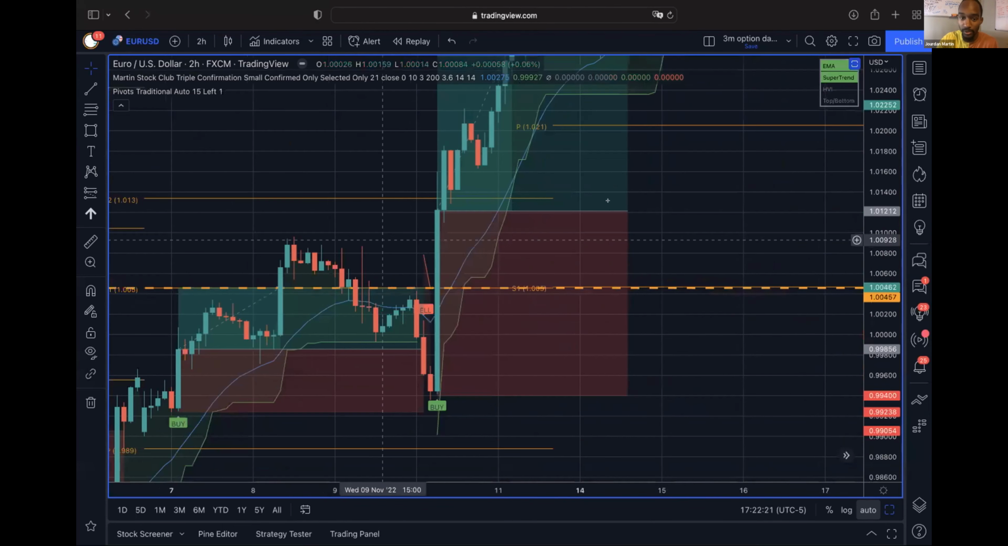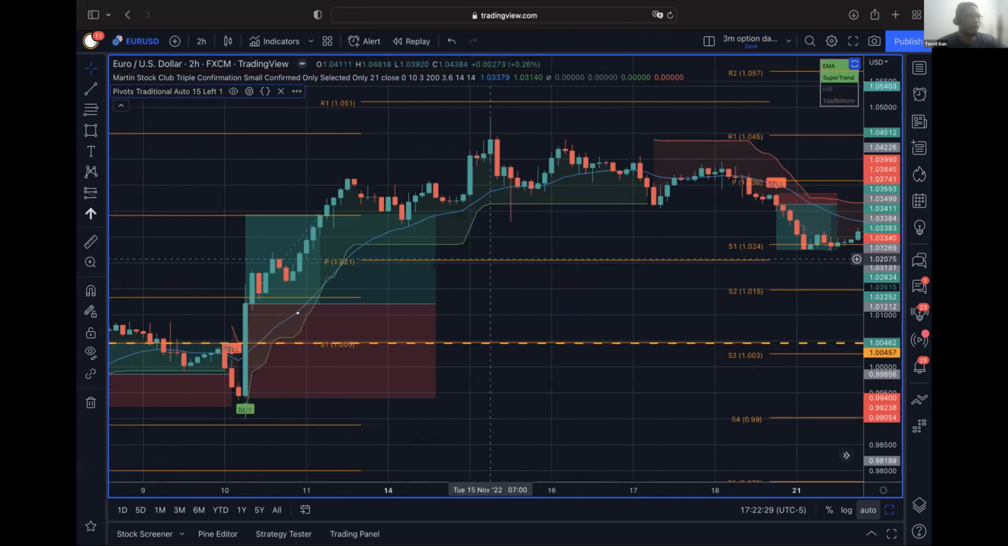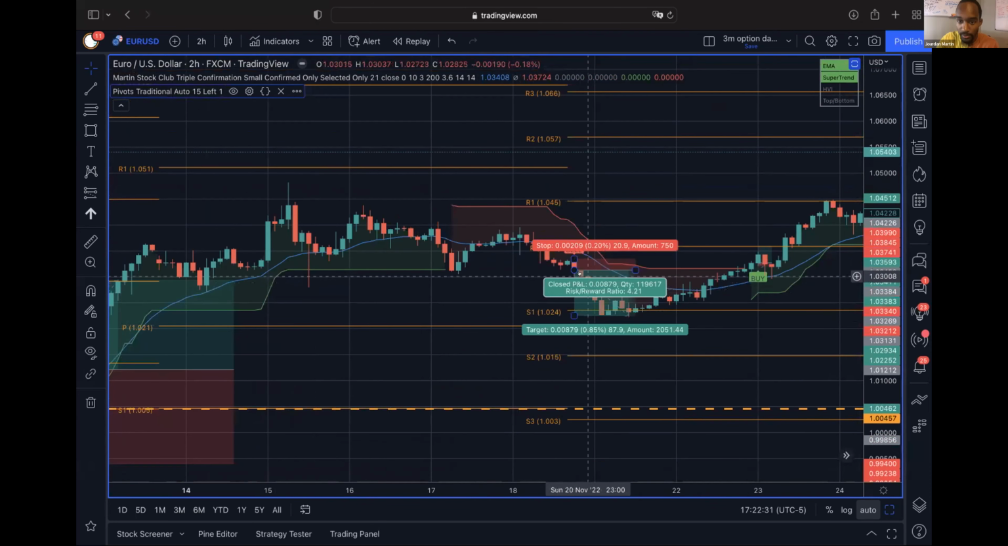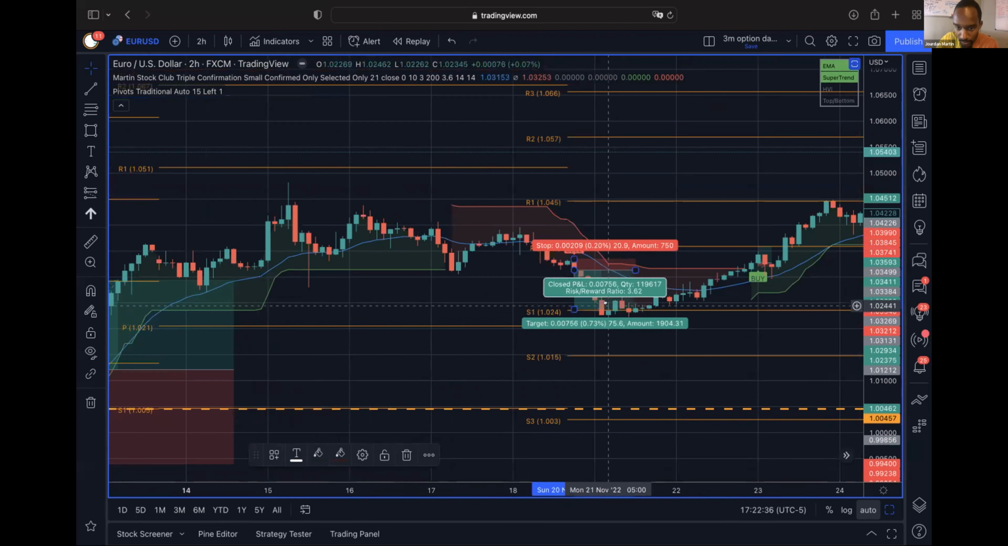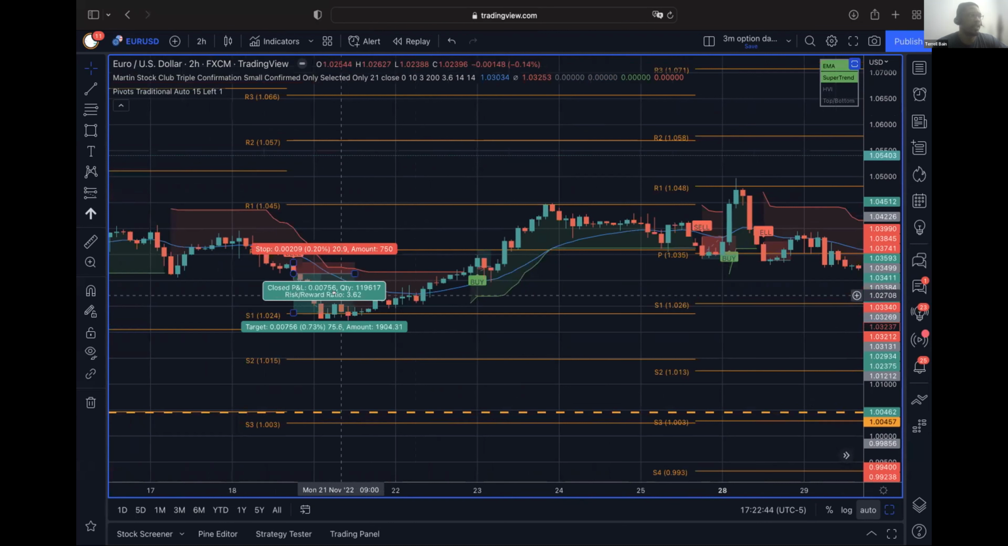Cool. Appreciate you, bro. So looking at these, this one would have been 172 pips. That's right. Bought it here, moved up. This one would have been 75 pips. And that's actually a great risk to reward trade on that one.